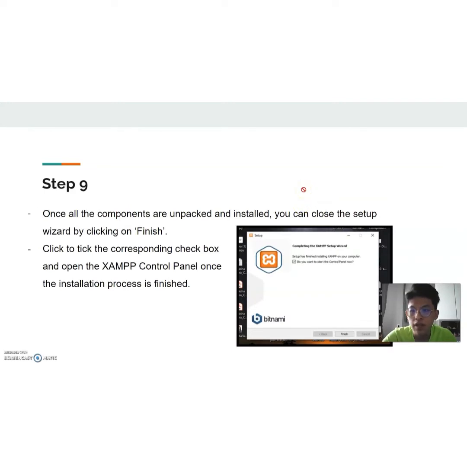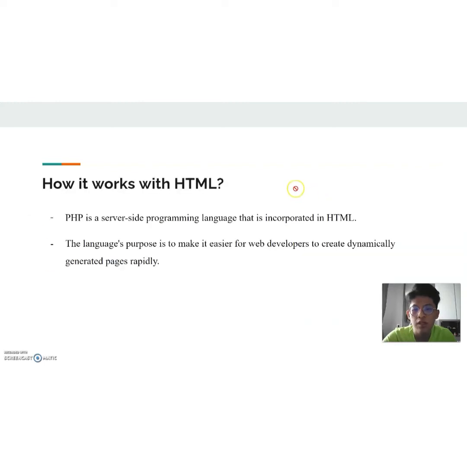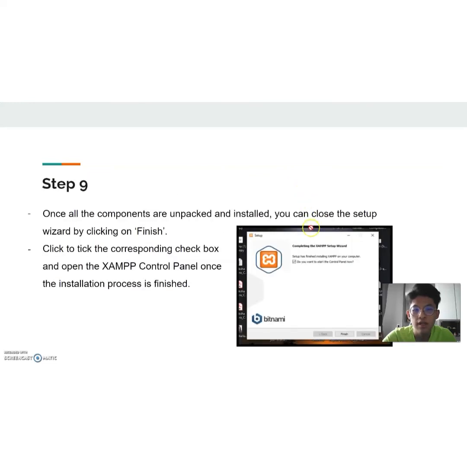And then step 9, once all the components are unpacked and installed, we can close the setup wizard by clicking on finish. We click to tick the corresponding checkbox and open the XAMPP control panel once the installation process is finished. And those are all the steps to install XAMPP.